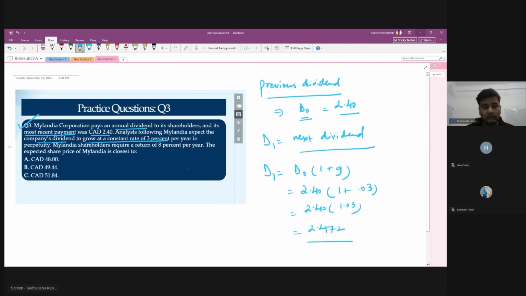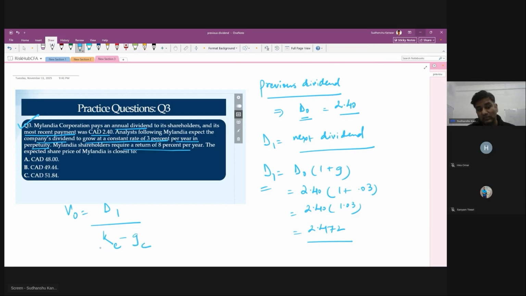Okay, so D1 is that per year in perpetuity. So it means this is the final one. This is what it is growing. There is no other growth rate, right? Milandia shareholders require a return. Now, what do you mean by required return? Again, it is the investor's requirement of a return, right? Because anybody who is investing in a project obviously will have some requirement of return, right? So, if you remember, the formula was V naught equals D1 over Ke minus g.